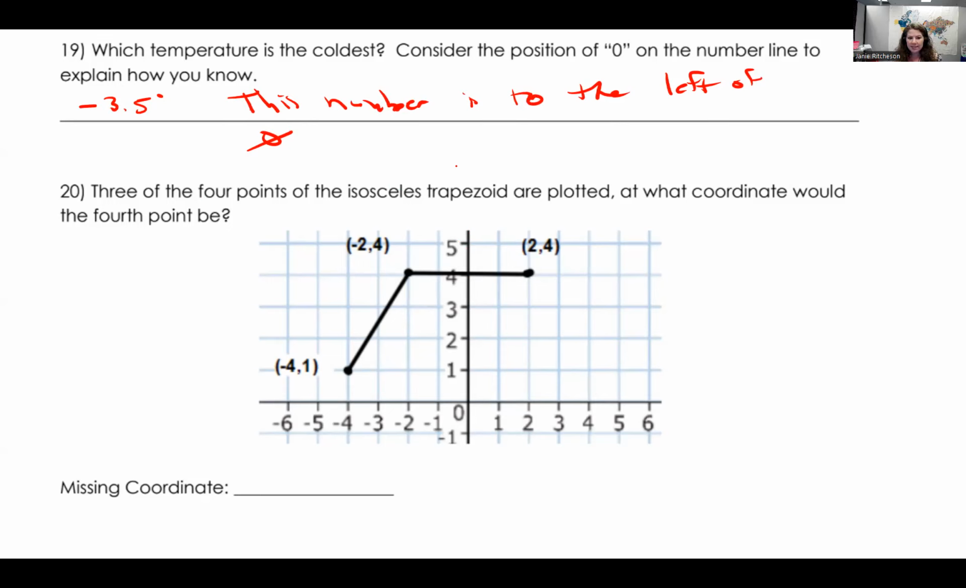3 of the 4 points of the isosceles trapezoid are plotted. At what coordinate would the 4th point be? So they're going to be at the same distance from 0. So 2, 4, -2, 4, -4, 1. Basically, we would reflect this over the y-axis. So this reflection would be over here at +4, 1. All right. That would make our isosceles triangle, or trapezoid, not triangle.